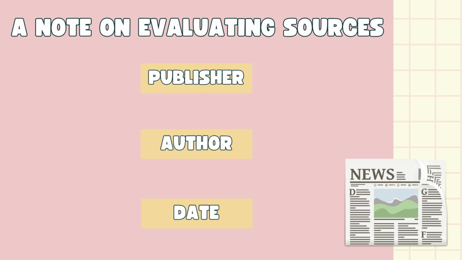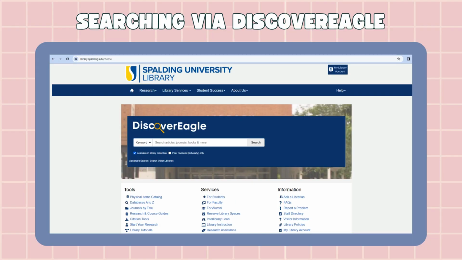So we're going to move on to conducting searches, and we'll get started with part one, which is searching with Discover Eagle. So, Discover Eagle Advanced Search. We're going to start at the library website, library.spalding.edu. On the home page, we see this dark blue Discover Eagle box.